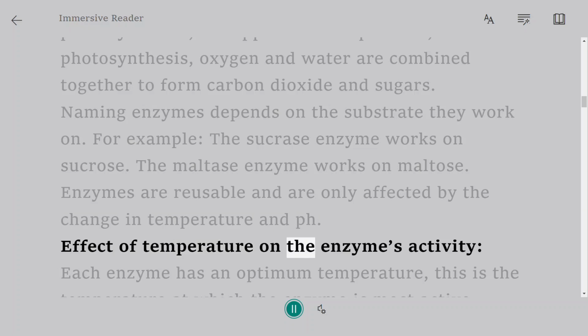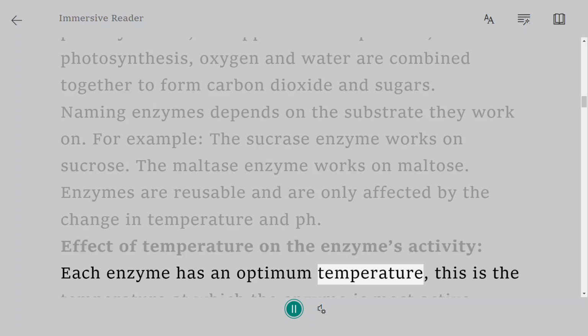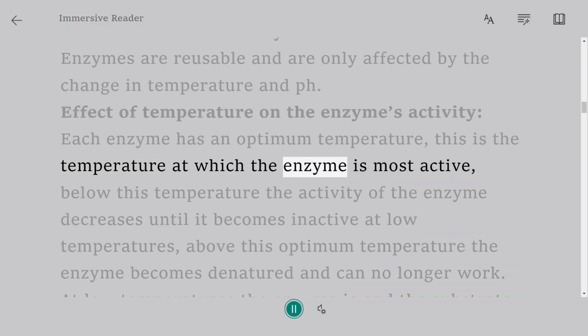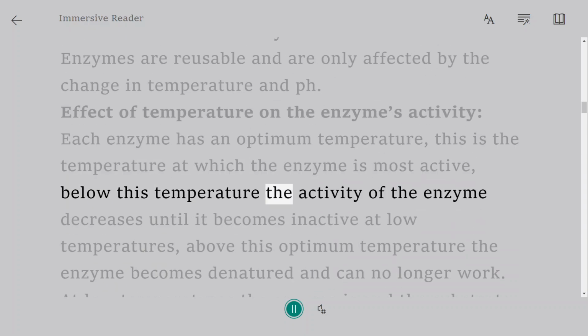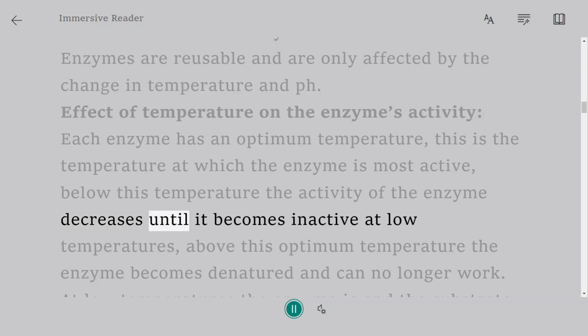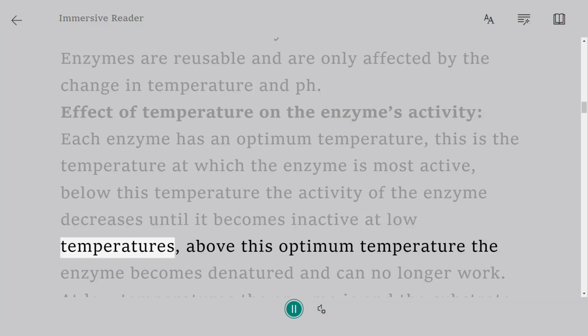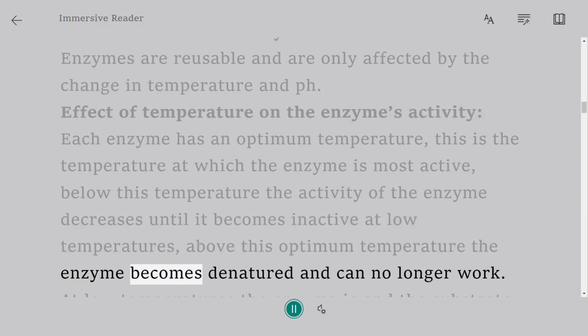The effect of temperature on the enzyme's activity. Each enzyme has an optimum temperature. This is the temperature at which the enzyme is most active. Below this temperature, the activity of the enzyme decreases until it becomes inactive at low temperatures. Above this optimum temperature, the enzyme becomes denatured and can no longer work.